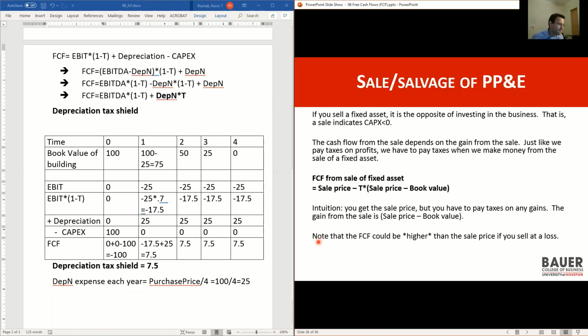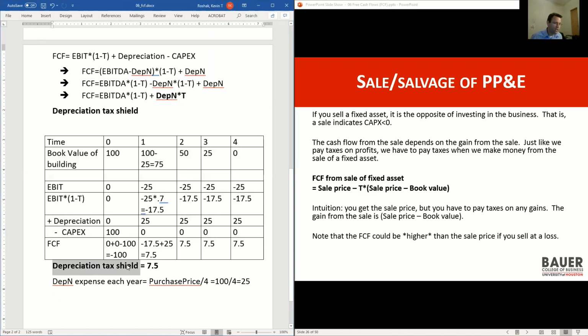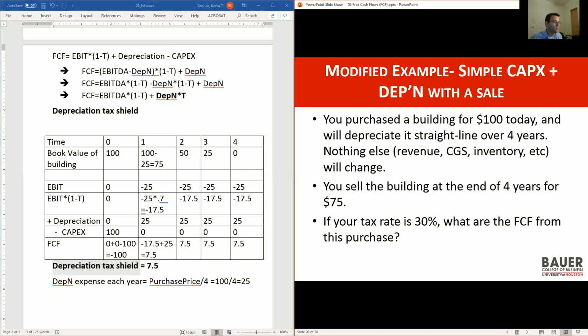The idea is the exact same as a tax shield, as a depreciation tax shield over here. Depreciation is lowering your earnings, so it's lowering your taxes. Well, if you sell an asset at a loss, you're also lowering your earnings and also lowering your taxes. So that increases your cash flows. So let's modify our example that we have on the whiteboard here. We're going to modify this to see what happens if you sell the building.